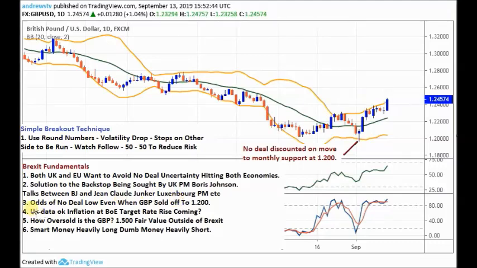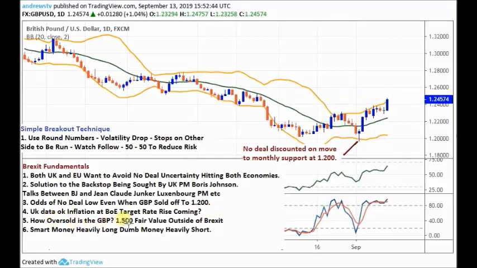And point number three is interesting because odds of a no deal are low, and they were even low when the GBP sold off to 120 when Forex traders thought that a no deal was really going to come. You want to look at the bookies odds. If you go just try and place a simple bet on a no deal Brexit, you're not going to get very good odds at all. I always think the bookies are very rarely wrong. I don't think they're wrong in this instance either.